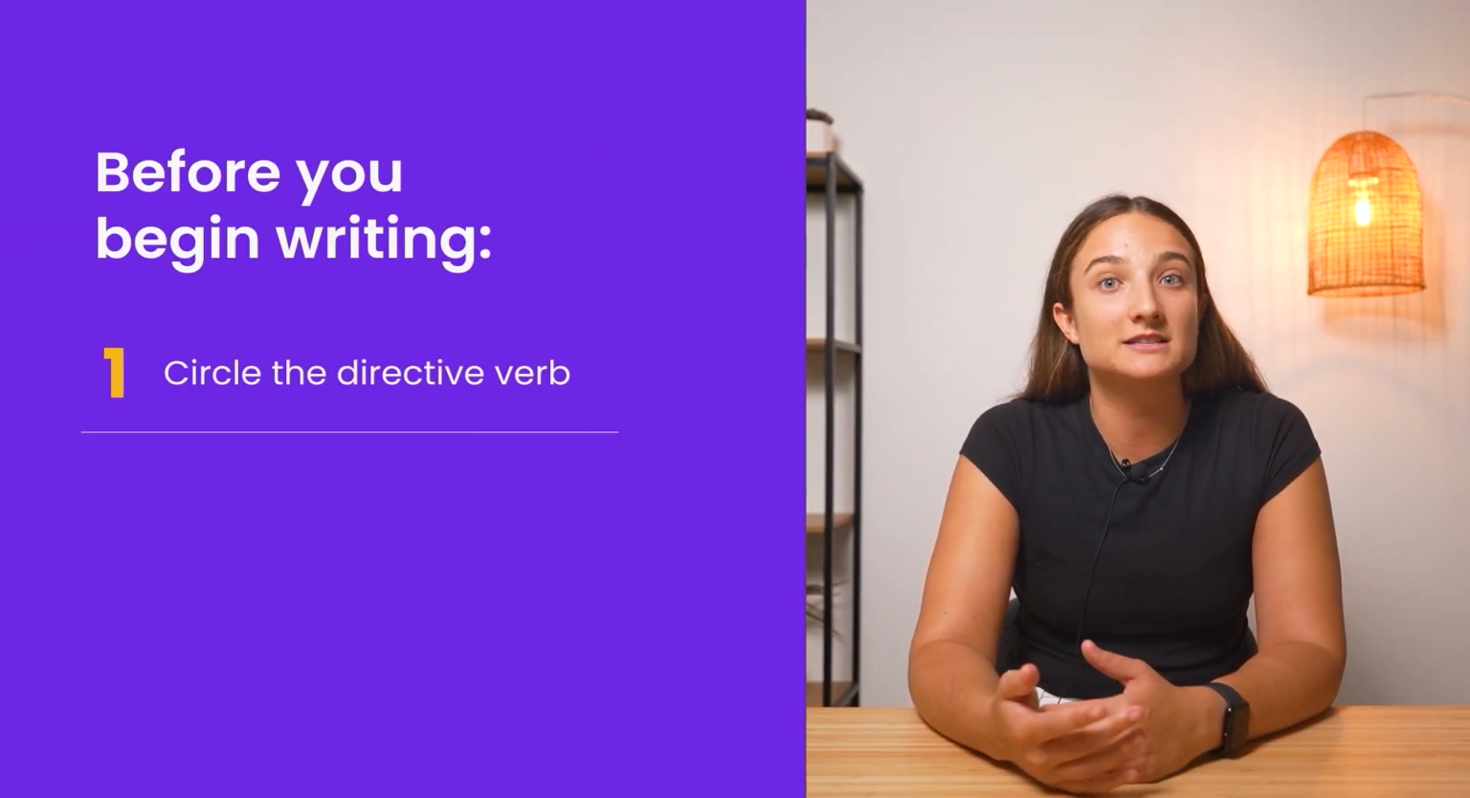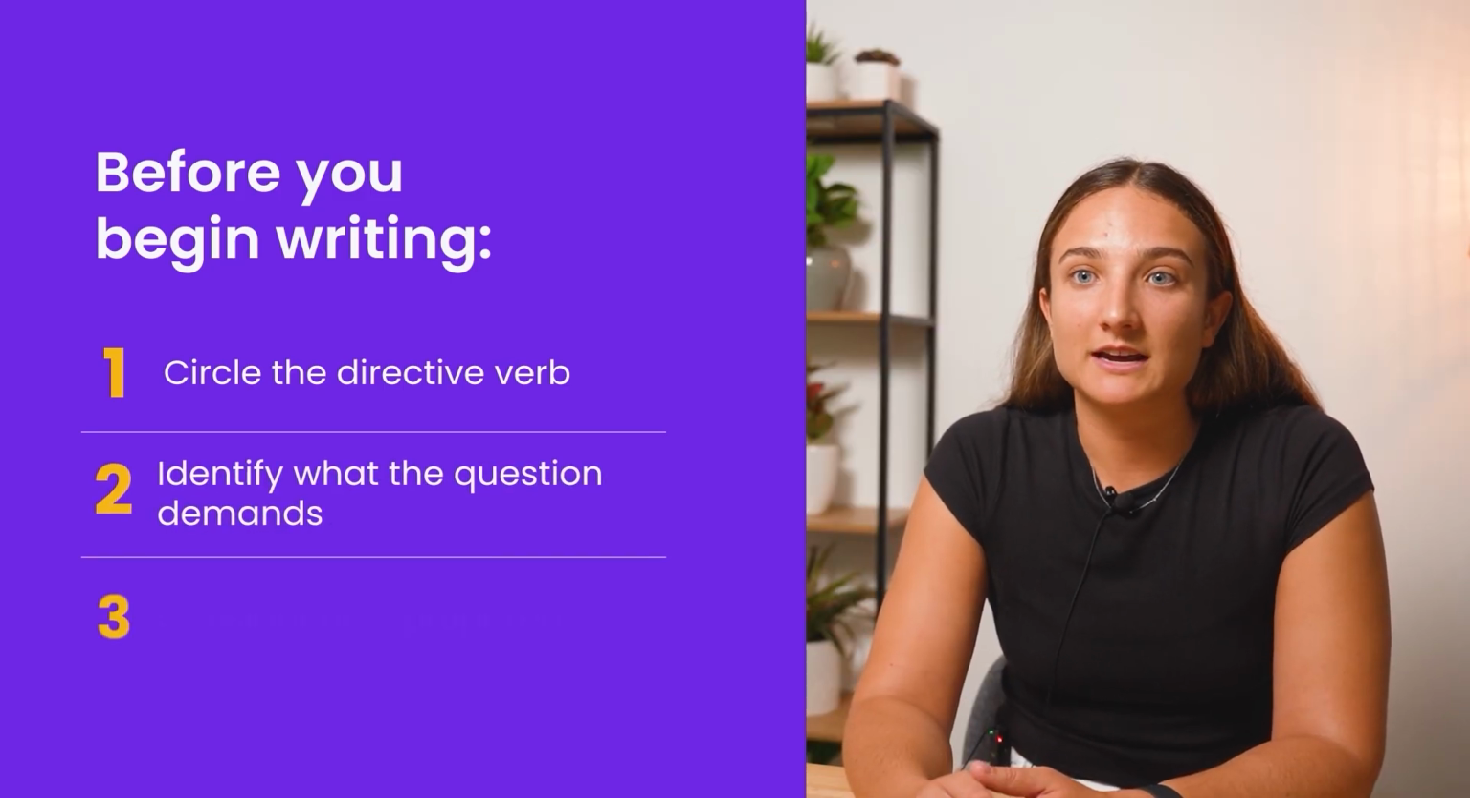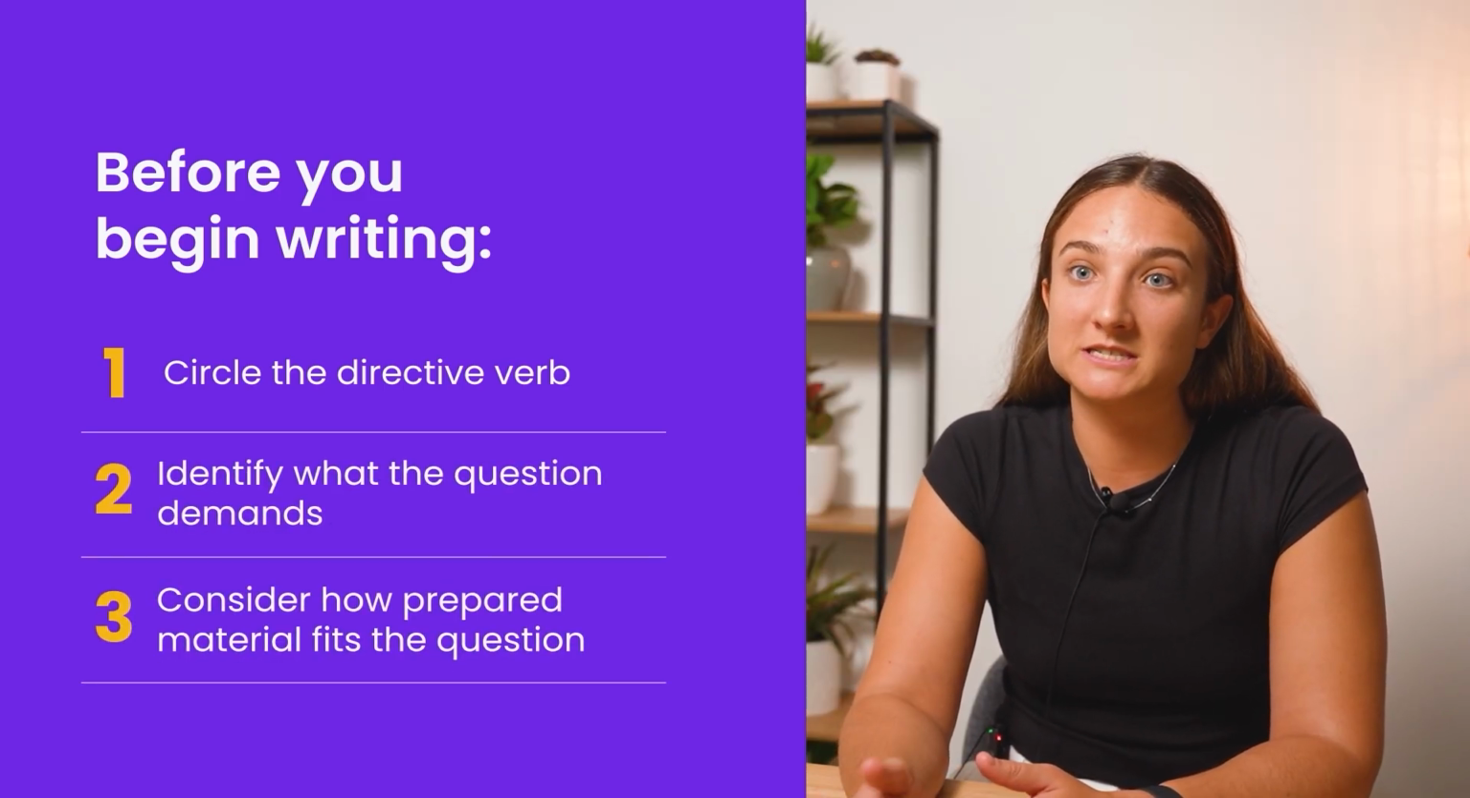Once you start writing a response under exam pressure, you need to keep going. Many students make the mistake of second-guessing themselves halfway through and trying to start over. This wastes precious time and often leads to incomplete answers. Here's what successful students do differently. Before they write a single word, they take 30 seconds to circle or mentally note the directive verb. They identify exactly what the question demands. They consider how the prepared material fits a specific question. Only then do they begin writing.